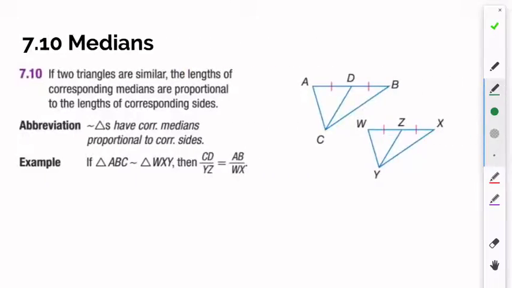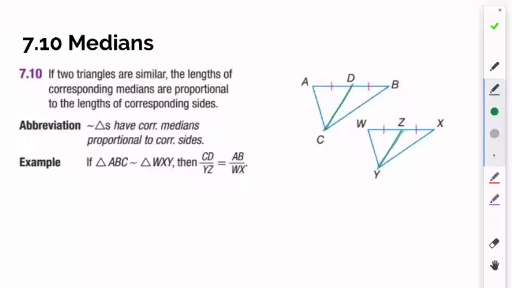Next we have medians. A median, if you'll recall, is the line that cuts a triangle's side exactly into half. It bisects one of the sides of the triangle. That is a median. In this case, our medians are going to be CD, which cuts AB exactly in half, and YZ, which cuts WX exactly in half.